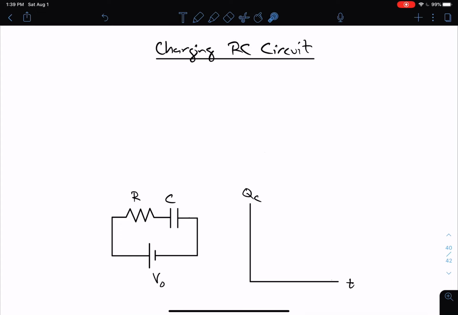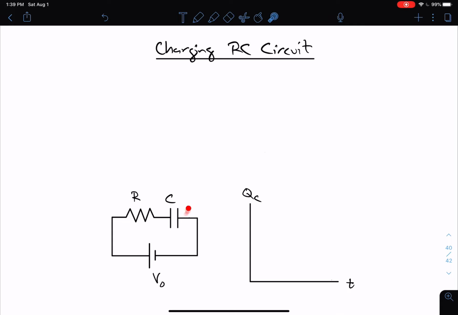Let's talk about the charging RC circuit. An RC circuit is when you have a resistor and a capacitor connected in series. In the charging RC circuit, that means there is a power source or battery connected to them, and that's what we have here. We have this battery connected to the resistor and the capacitor, forming a complete circuit. So this is the charging RC circuit.